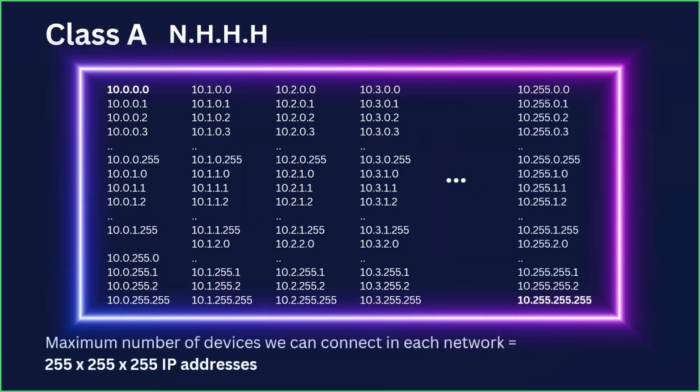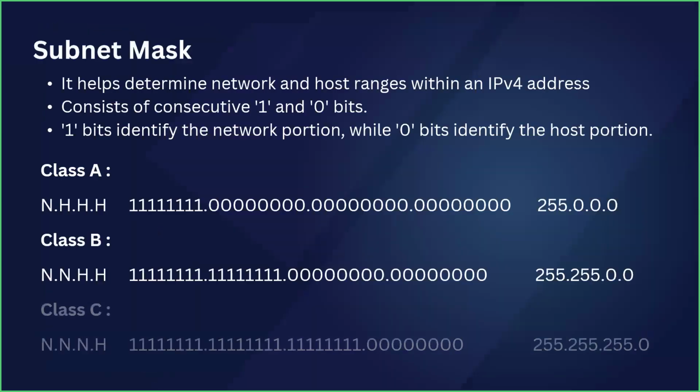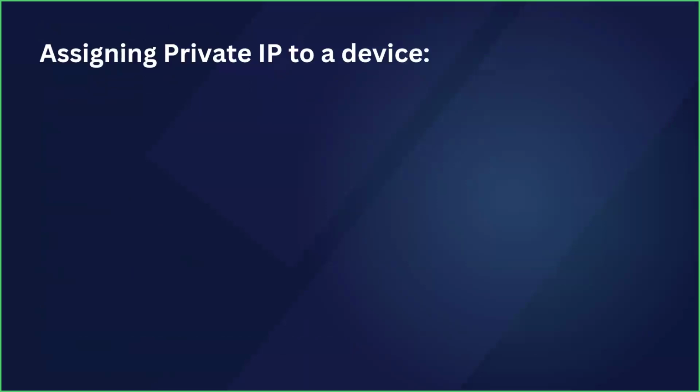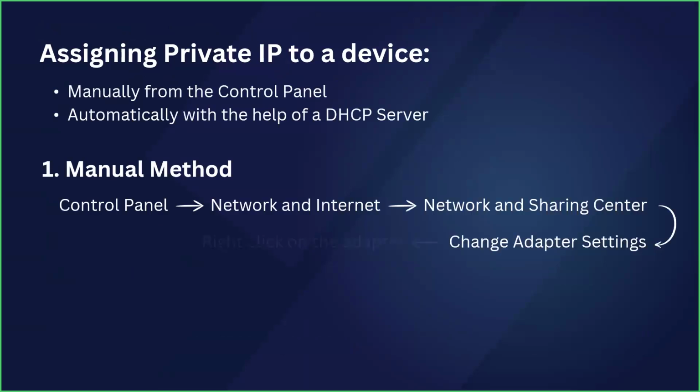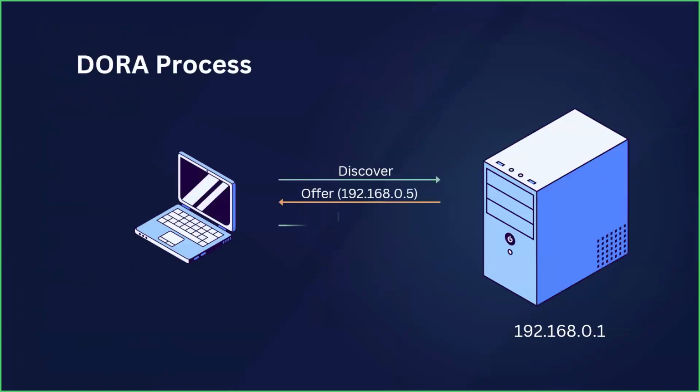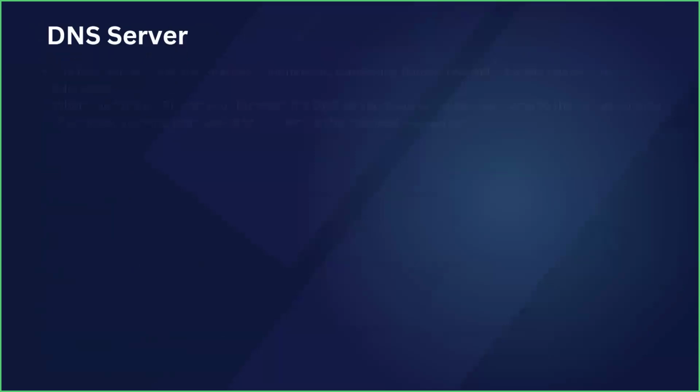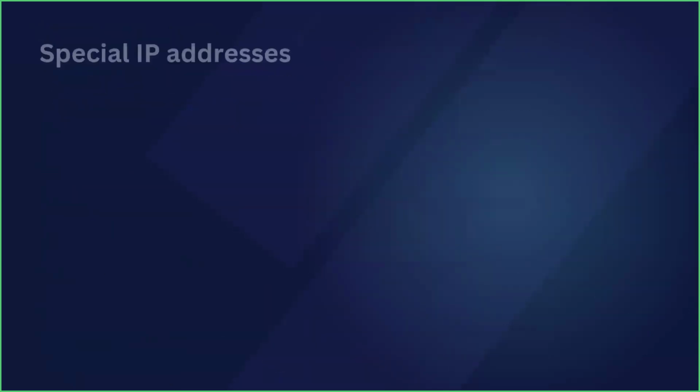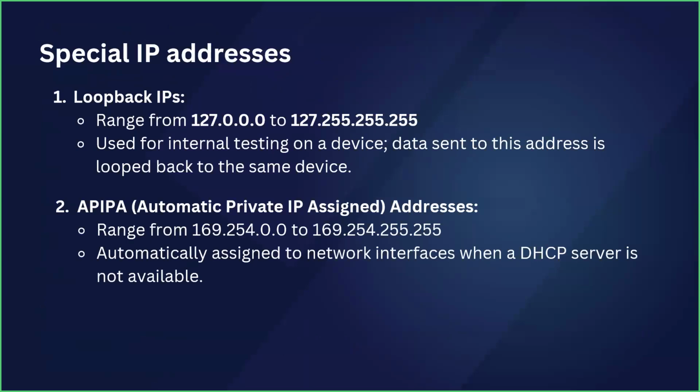And then some important protocols. What's a subnet mask? What is an IP address? How is a private IP assigned? How do you assign it manually? How do you assign it automatically from a DHCP server? We're going to talk about all this in the upcoming sessions. What's a DNS server? What's the DNS protocol? We'll talk about all that in the upcoming sessions.